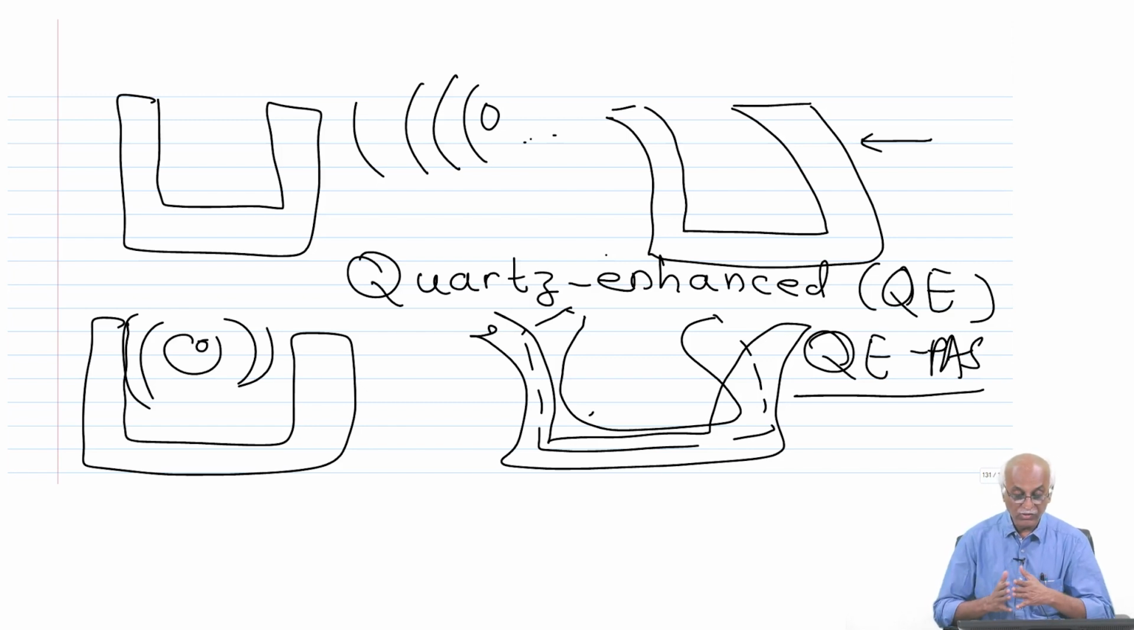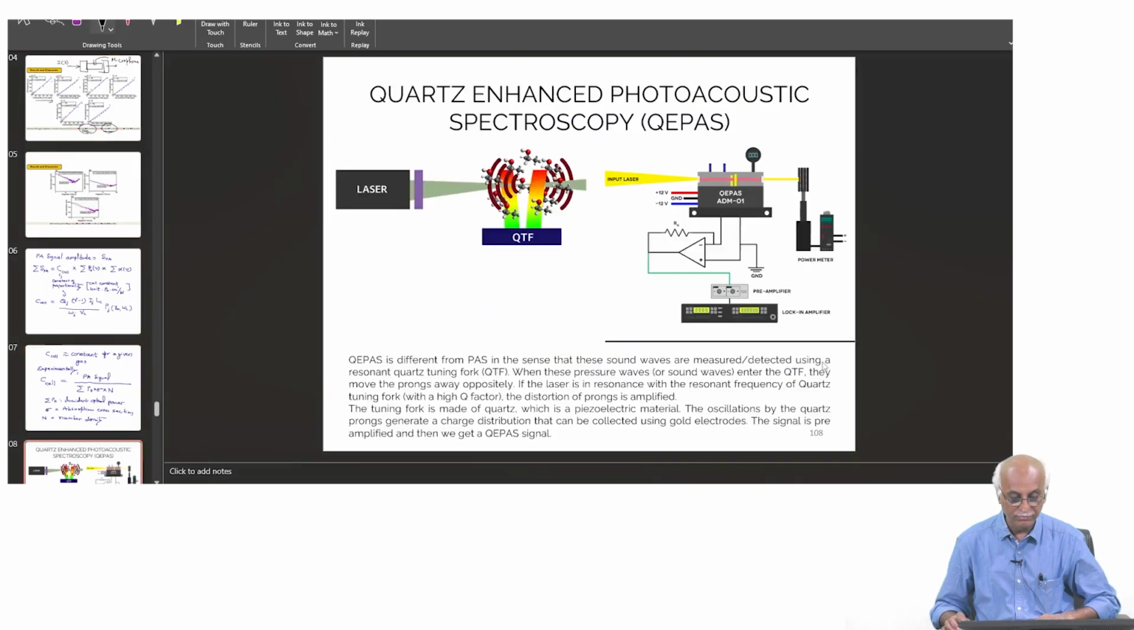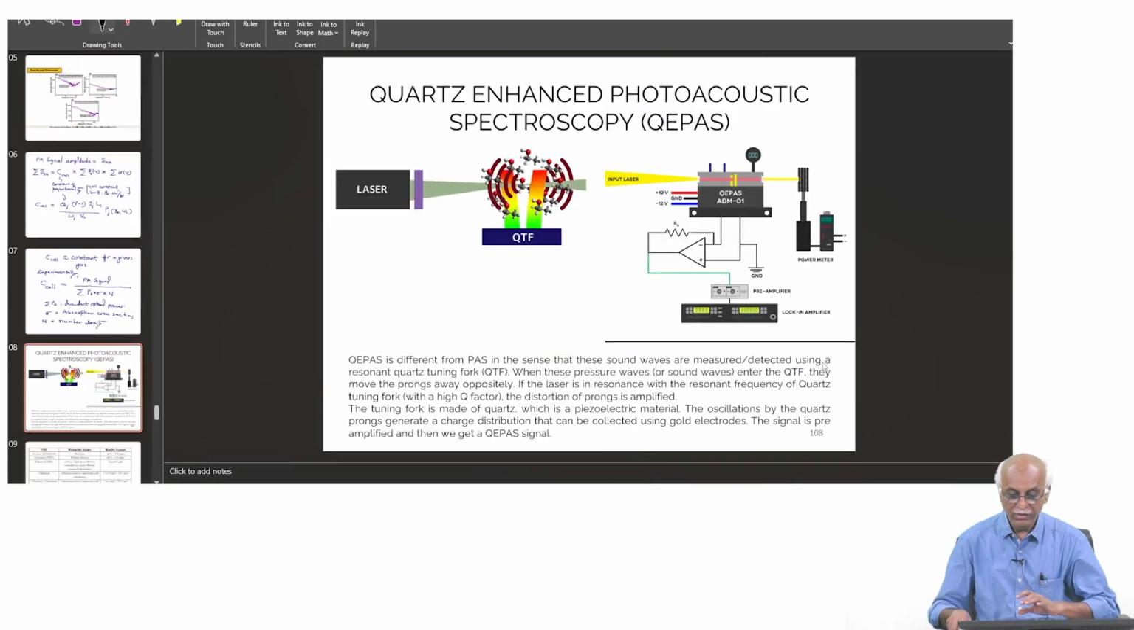So, this system can be very compact, very small, and it can be used to capture the photoacoustic signal. It is just the molecular signatures that are captured with the help of the tuning fork, and this picture we have taken from Thorlabs.